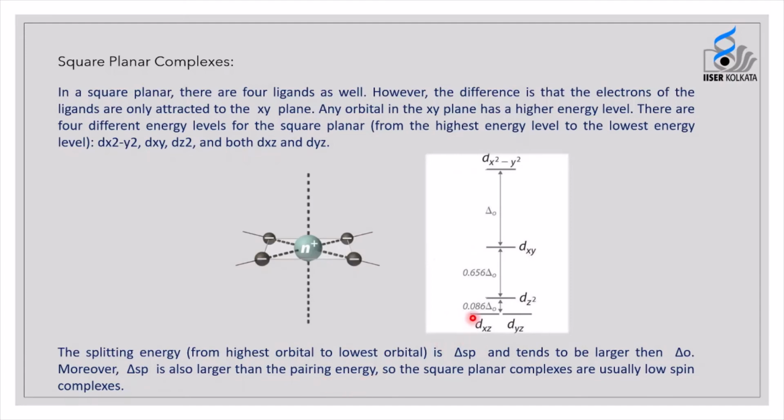As this gap is much higher, if an electron wants to go from here to here, the energy we need is much higher than the pairing energy needed to pair electrons here only. So in that case, square planar complexes are usually low spin complexes, because electrons would definitely prefer to go into the upper orbitals, but they are not allowed to as the energy is much higher. Before going there, they have to pair here only. So if they are paired, the complex we are going to have is a low spin complex.